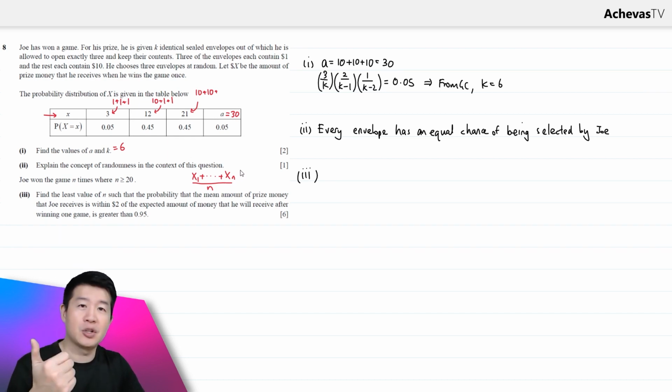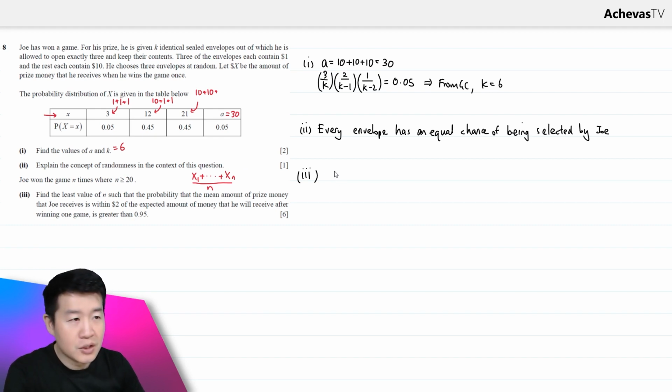So we need the expectation of X, and we need the variance of X. So let's try to find the expectation of X.